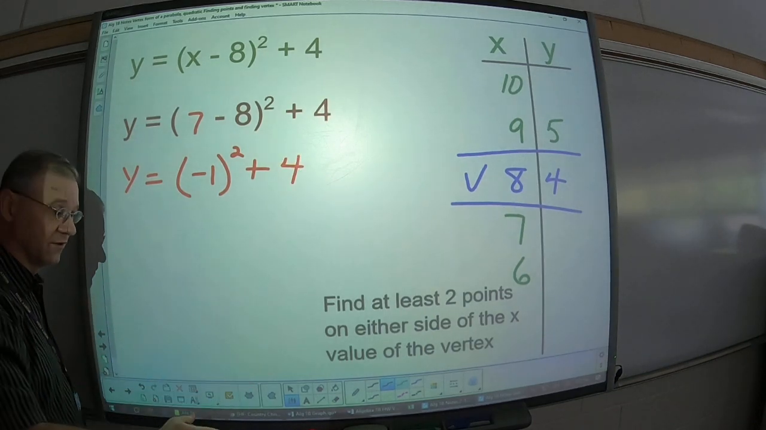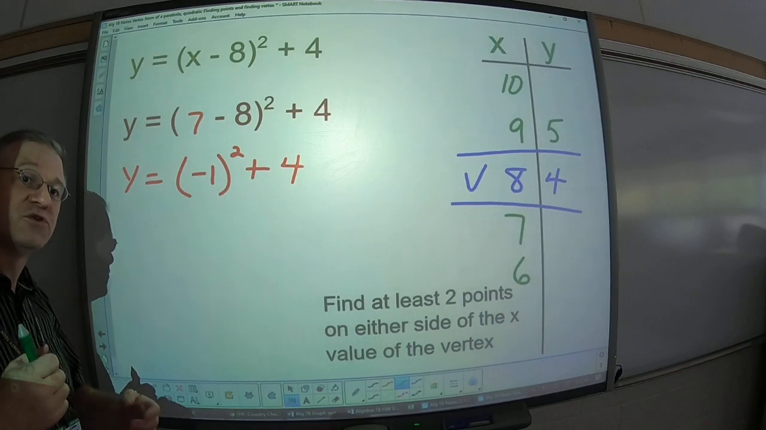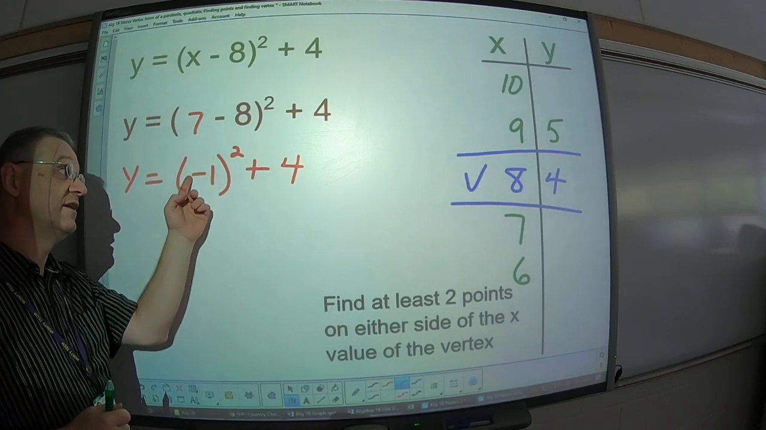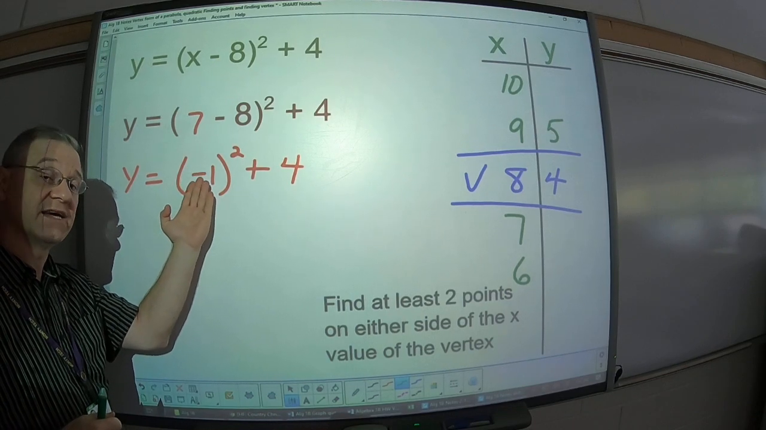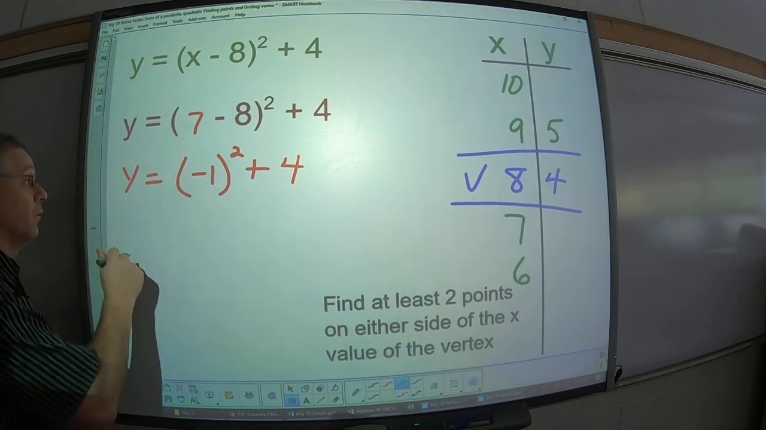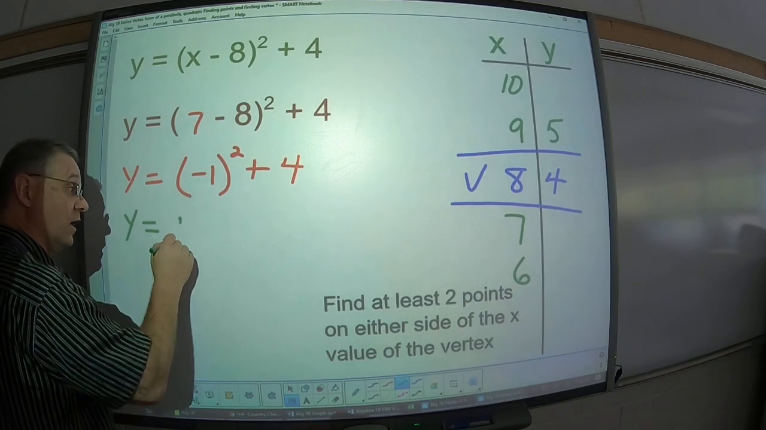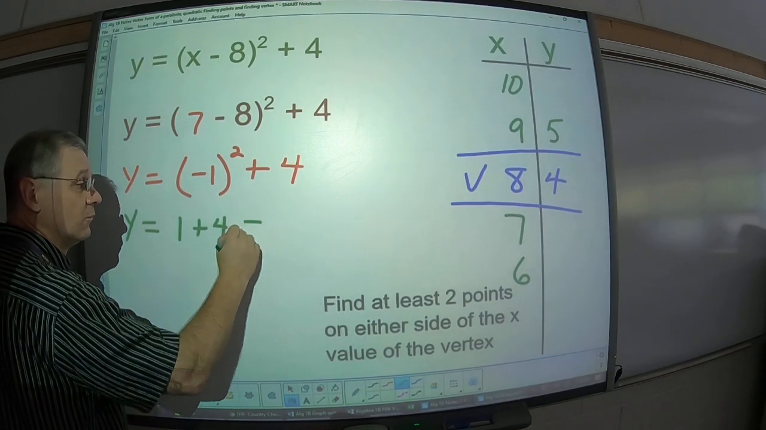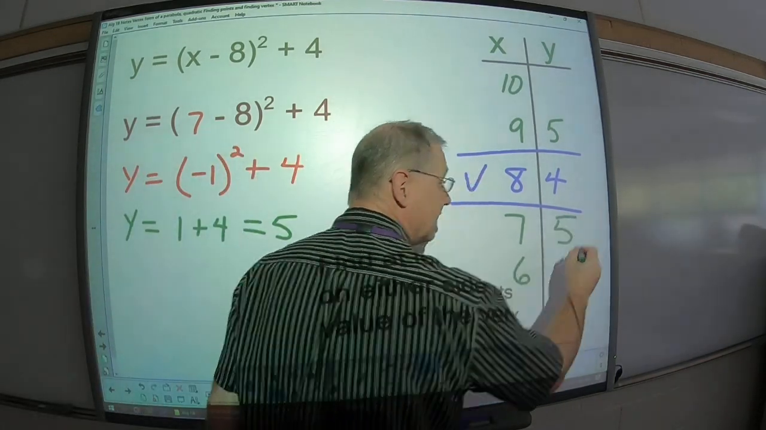So I write the whole thing out. And then I square -1. Now when you square where the negative is on the inside, that means -1 times -1. Well, what's a negative times a negative? A positive. 1 times 1 is 1, plus 4. What's 1 plus 4? 5. Same answer.